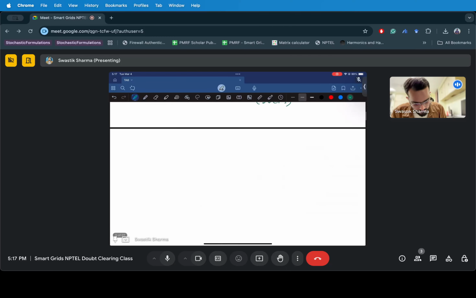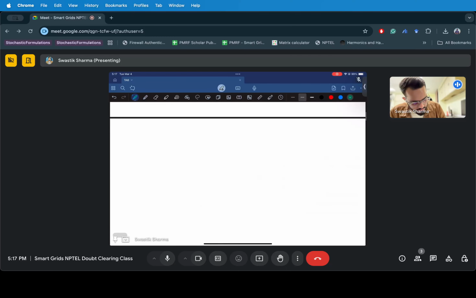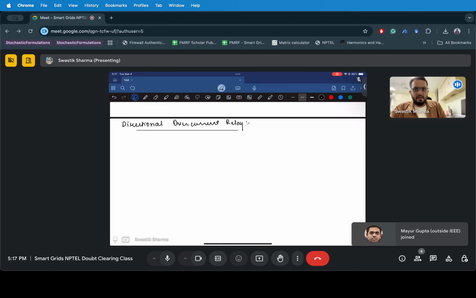I told you I will discuss this this week, so I have to discuss this before moving on. So let's talk about the directional overcurrent relay. As the name suggests, the working principle is that it has two operational conditions. That is, it can measure the overcurrent as well as the direction of the fault, right?